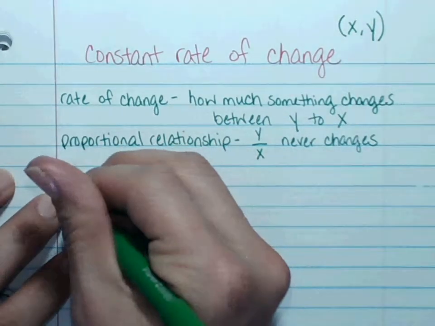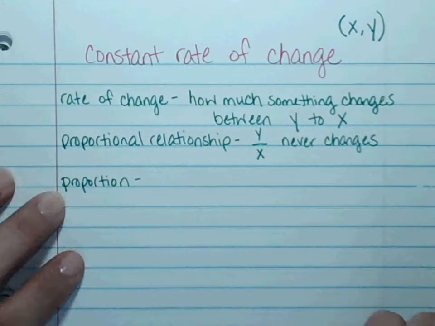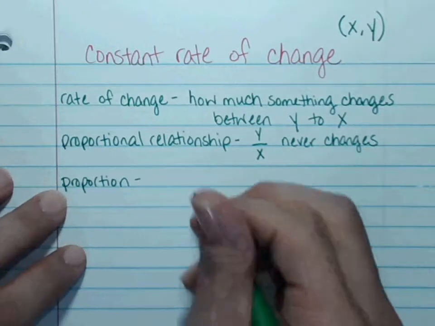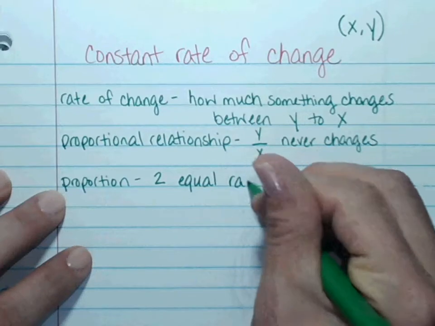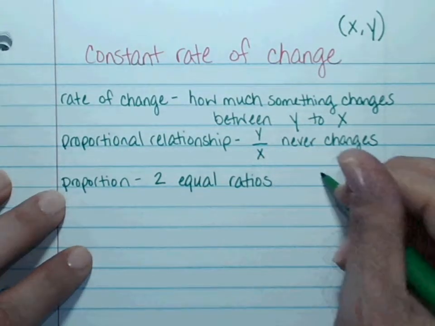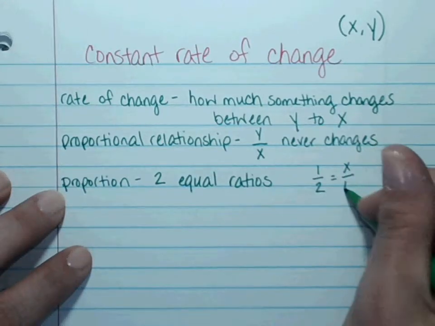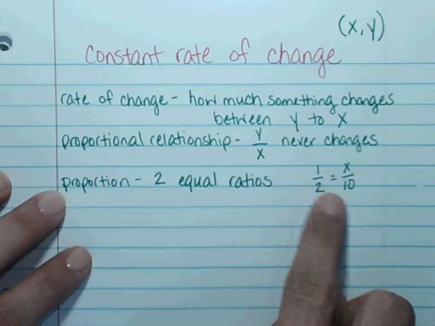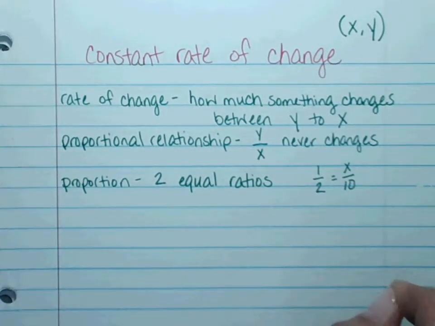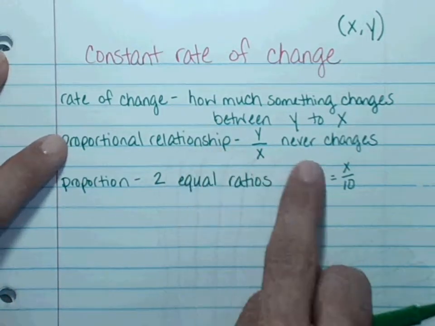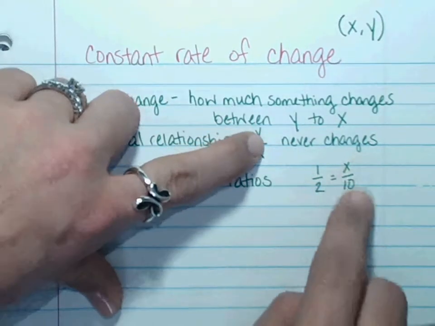And you should have learned last year that a proportion is 2 equal ratios. You probably saw something like 1/2 equals x over 10. This is a proportion. They are equal. You're generally finding the missing piece. It's proportionate because it doesn't change. Your y over x would be equal to the next y over x.